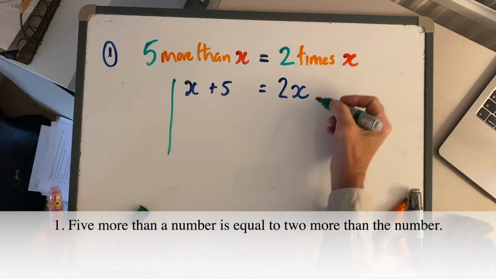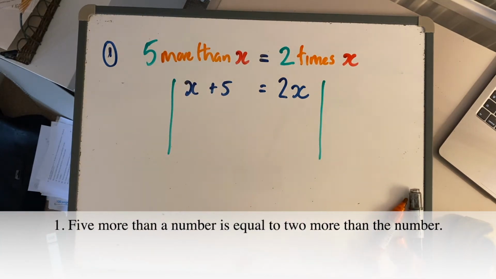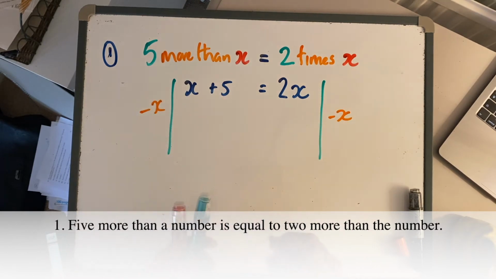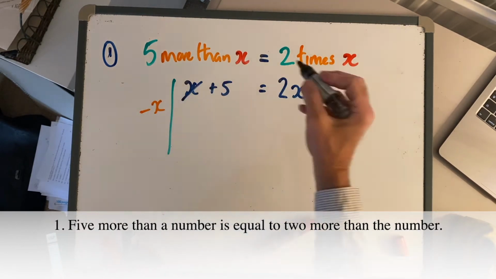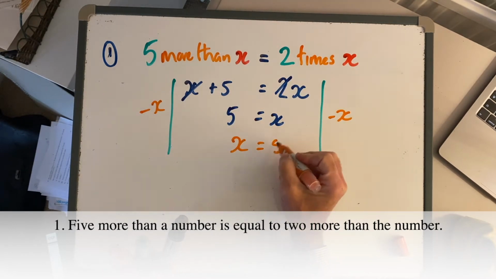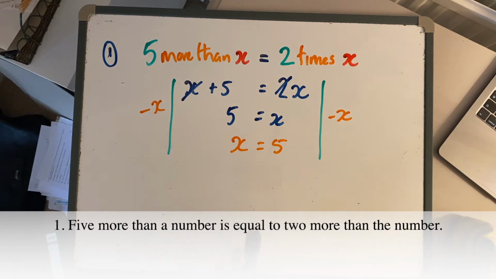A nice way to do it is to get rid of an x from both sides, because there's an x there and there's 2x there. So I'm going to minus an x from both sides. That leaves me on this side with 5, because that's got rid of that. I get rid of one of those x's, so I get 5 equals x. So there's my answer, x equals 5. And we can check to see if we're right, because we're saying 5 more than x, so 5 plus what we think is 5 is 2 times 5, is that right? 10 equals 10. Yeah, happy days.